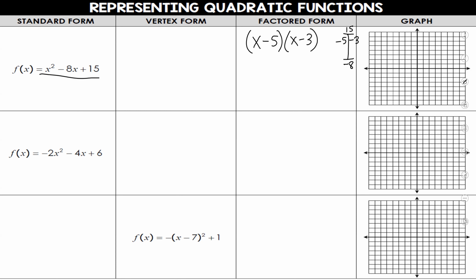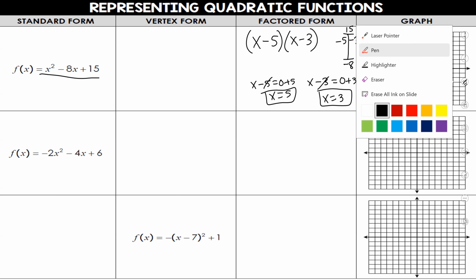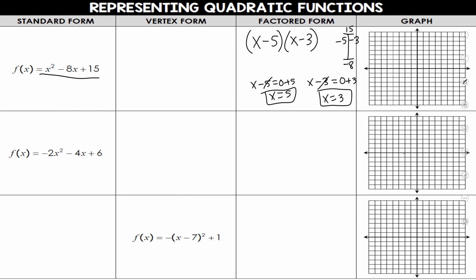Now, if I want to graph this, all I have to do is solve, okay? So I can do x minus 5 equals 0, setting this factor equal to 0, and then I'll solve it. So I get x is 5, and I get x is 3. These are my solutions. What did we say solutions are also known as? X-intercepts or zeros. You can also call them roots.